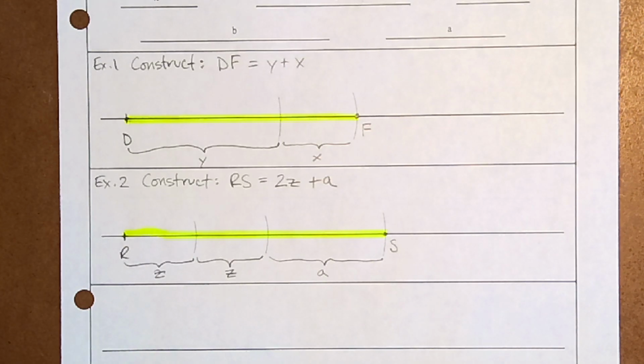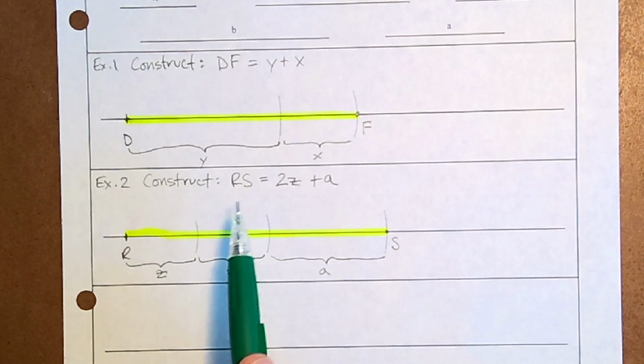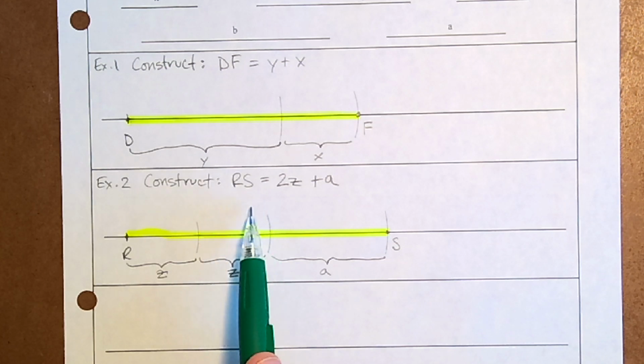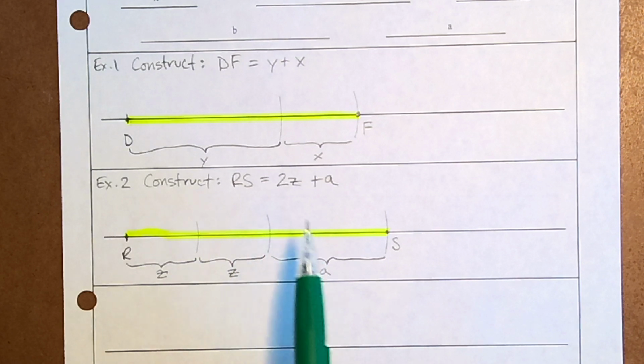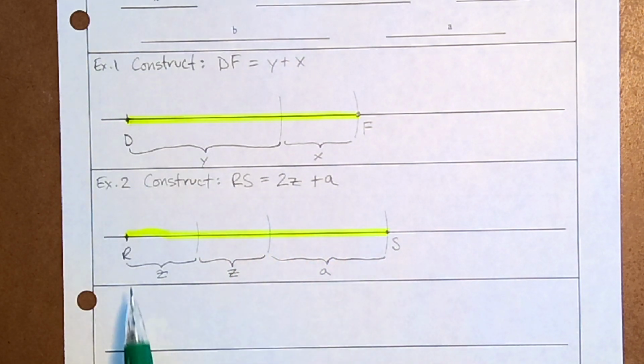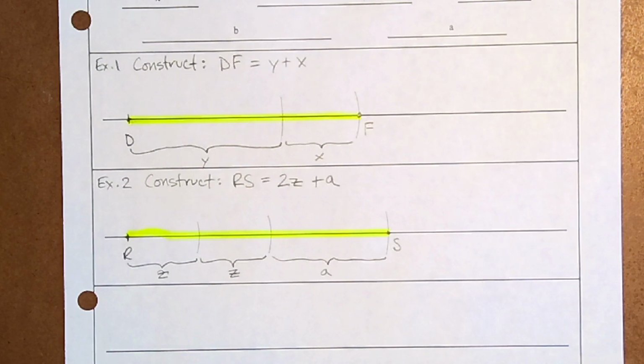All right, let's see how you did. You should have gotten this for your new line segment, RS. We know to use those letters because it's right here in the name, from R to S. The length of the line segment, beginning at R to S, is 2 Z's and an A long. Part plus part plus part makes whole.